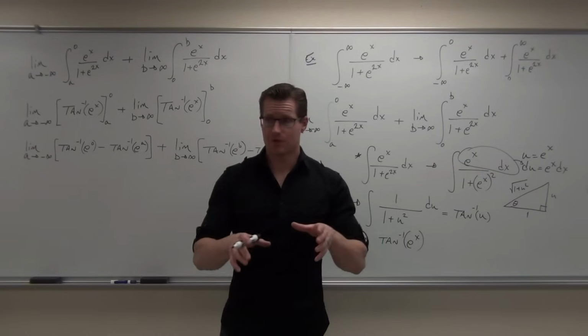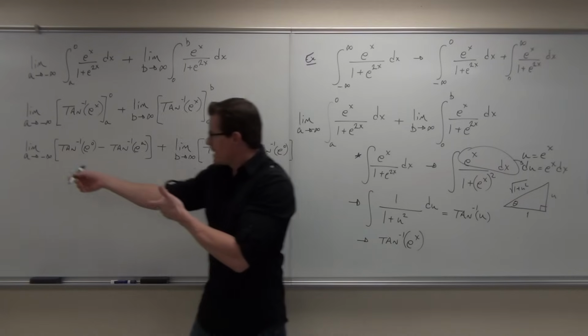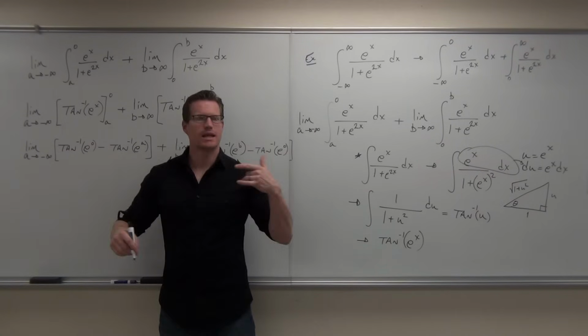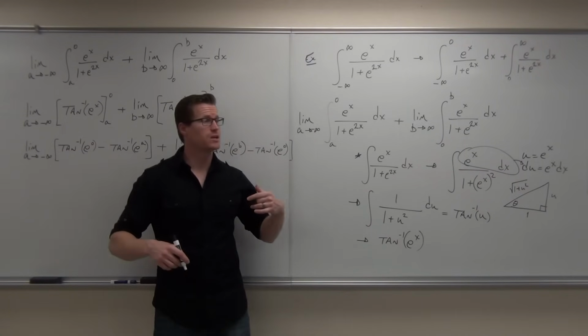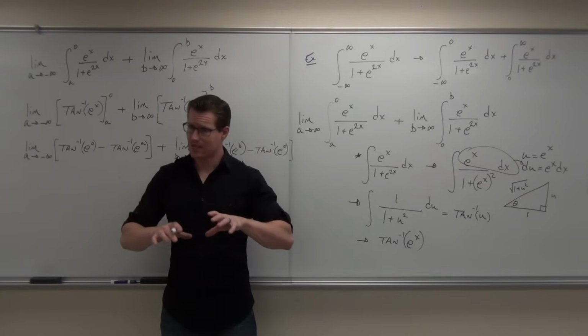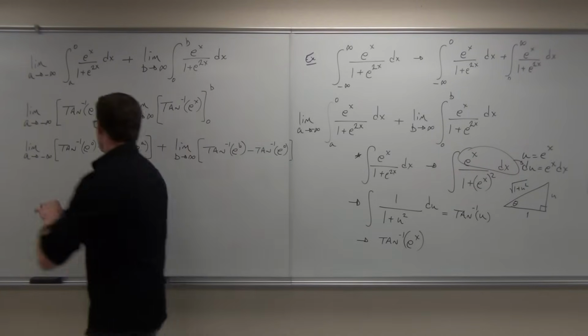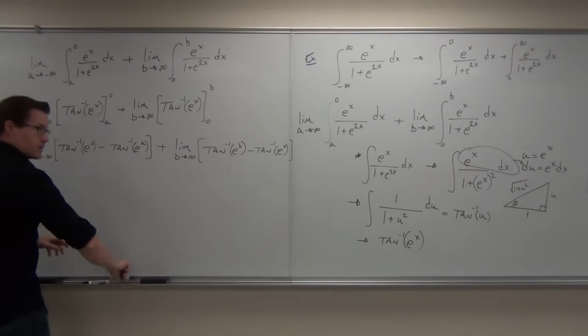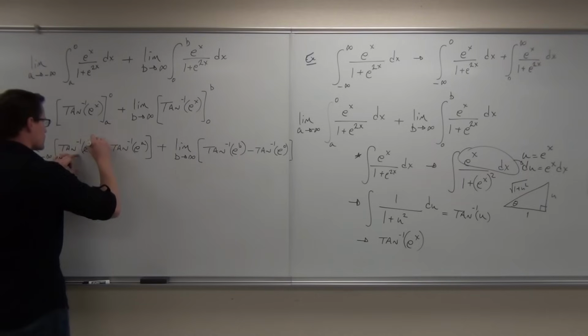Yep. Notice why we still have our limits? Have you let a go to negative infinity yet? No. That's why you still have your limit. Now we get to let a go to negative infinity, we let b go to positive infinity. So we're going to stop writing limits right now. Let's think about this. How much is e to the 0? 1. So this is 1.